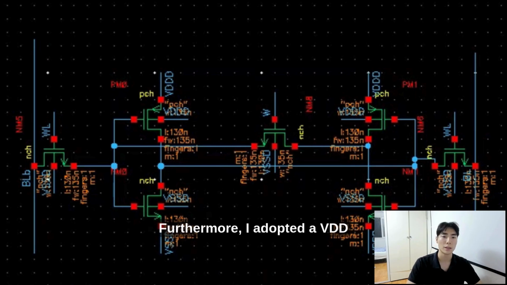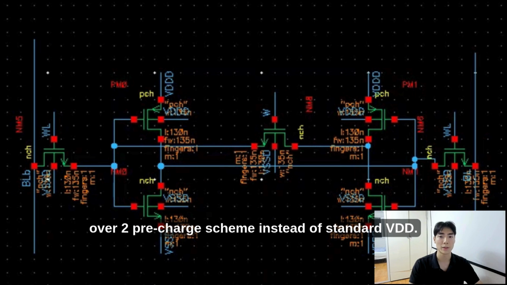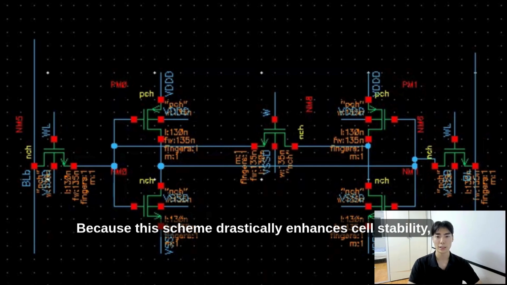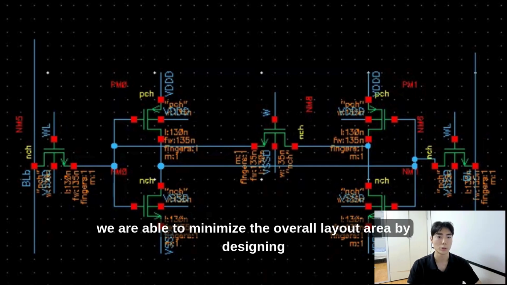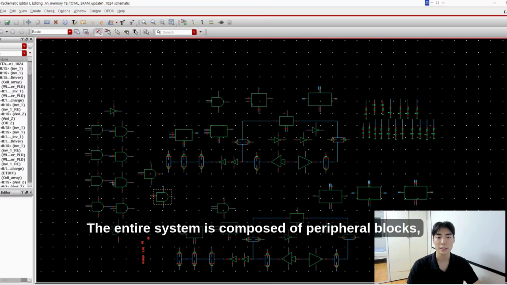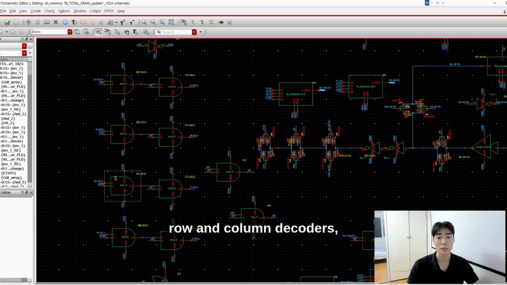Furthermore, I adopted a VDD/2 pre-charge scheme instead of standard VDD. This completely prevents pre-charge disturbance, the unwanted flipping of cell data during a read operation. Because this scheme drastically enhances cell stability, we are able to minimize the overall layout area by designing every single MOS transistor at its absolute minimum size. The entire system is composed of peripheral blocks, row and column decoders, a cell array, and an ETDFF.